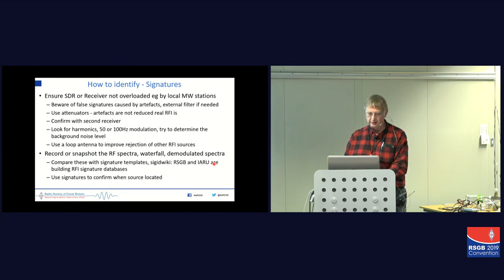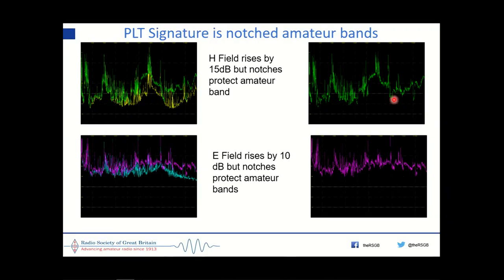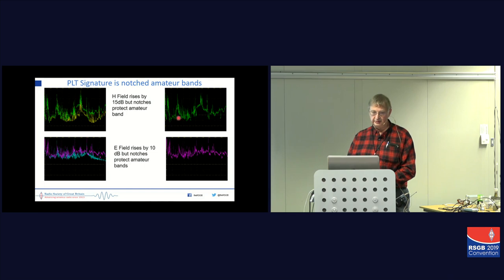Once you've got a snapshot, store it and then look for it. So these are some examples of snapshots. This is PLT, power line transfer. It's a modern one because its signature is these notches. Can you see them? And where do you think they are? In the emitter bands. So if you actually store your picture, have a look at it, look for notches in the emitter bands, that's the signature of PLT.